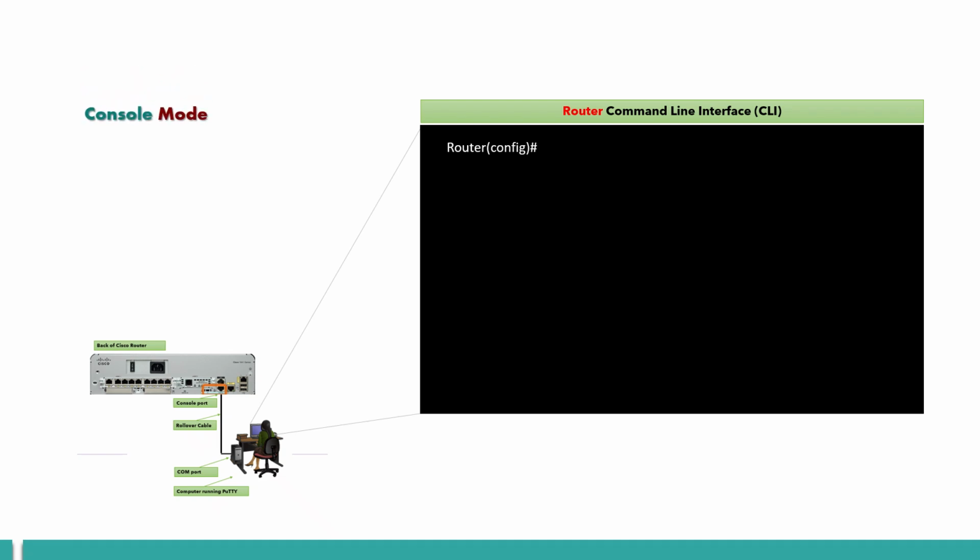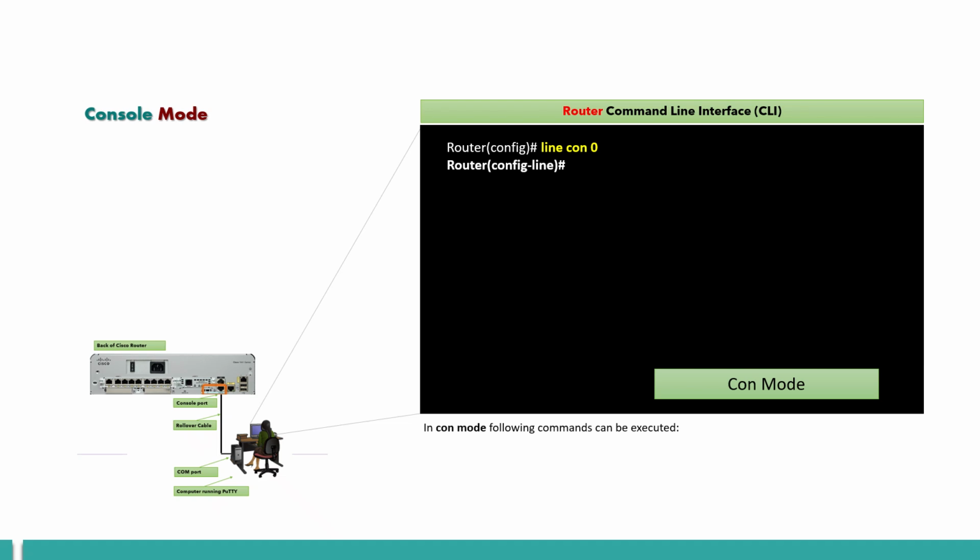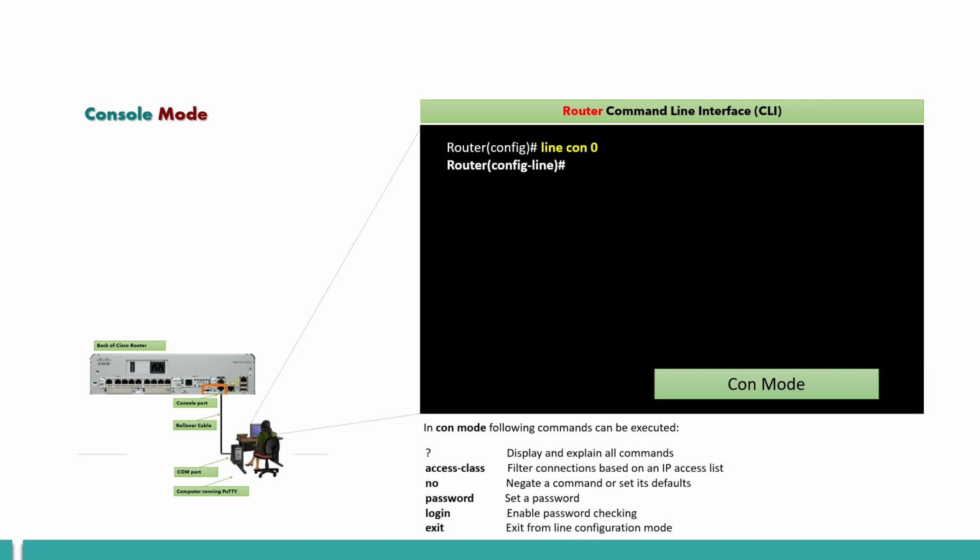In order to access the CON mode of a router from global configuration mode, type the following command: line con 0 and press enter. The prompt will change to Router(config-line)#. If you type question mark and press enter, all the commands at this mode are going to be displayed and explained. Some of the other common commands at this mode are access-class, no, password, login, and exit.